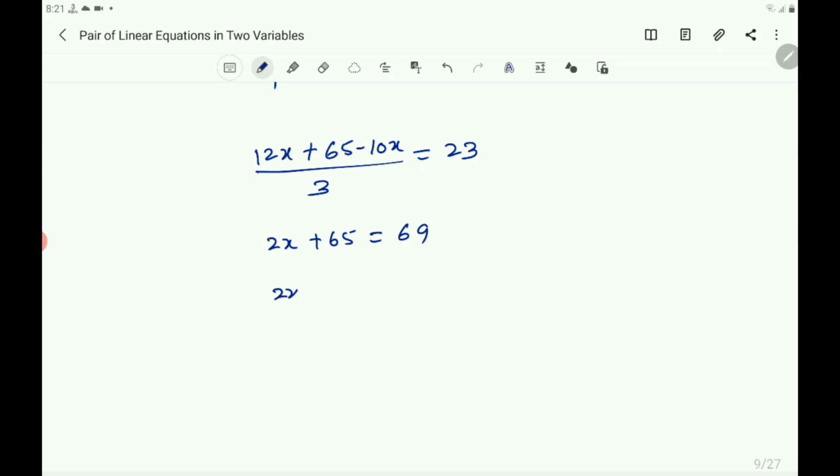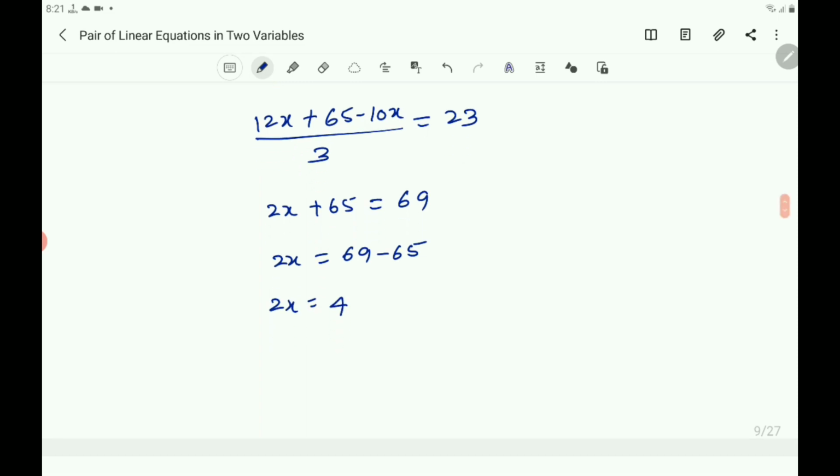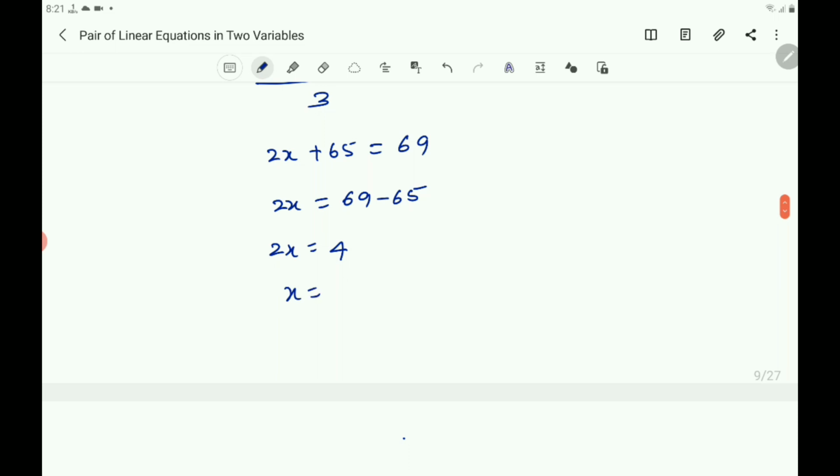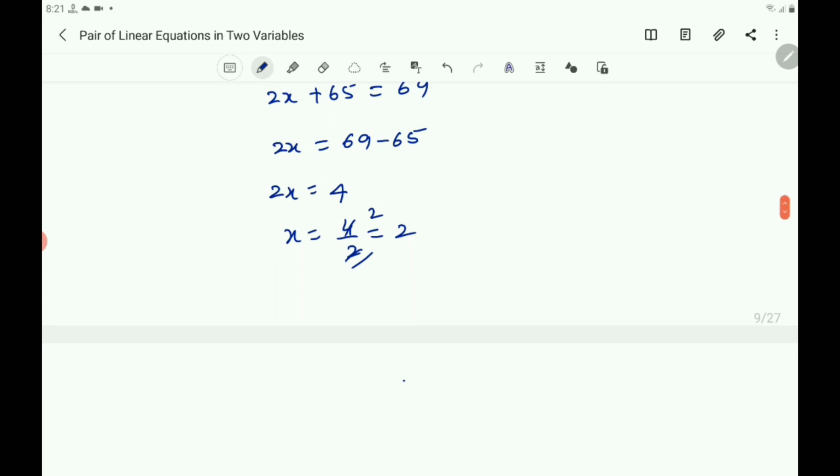Then 12x minus 10x is 2x, plus 65 equals 69. So 2x equals 69 minus 65, which is 4. Then x equals 4 by 2, so x equals 2 you got.